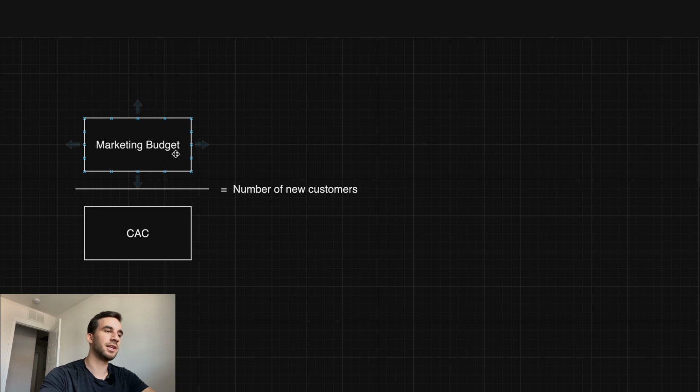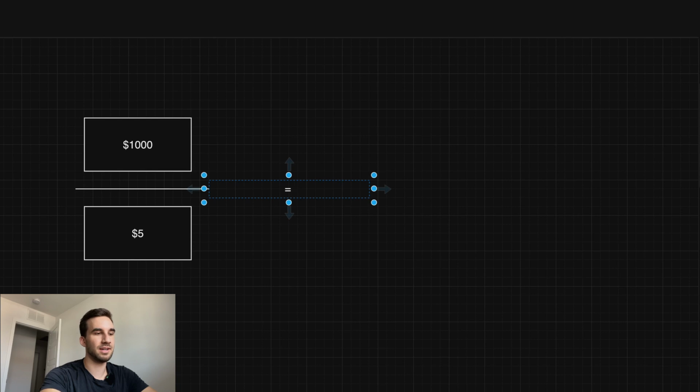I would say it's probably the most important marketing metric and one of the most important business metrics that there are. So in terms of growing your business, the number of new customers that you're going to get from any marketing campaign is going to be your total marketing budget divided by the cost to acquire a customer. So let's say you have $1,000 to spend on ads and your cost to acquire a customer is $5, which is pretty low. Then you're going to have 1,000 divided by 5. I think that's 200 new customers.